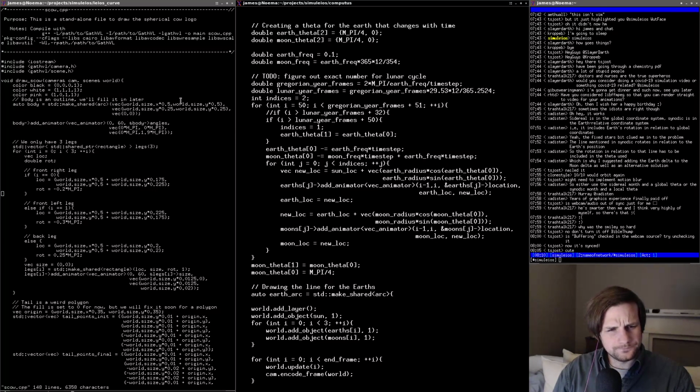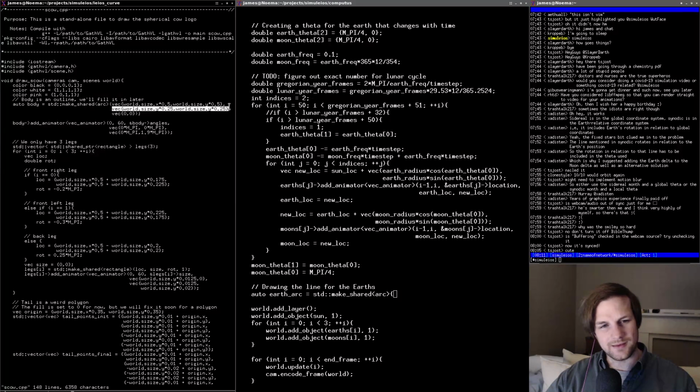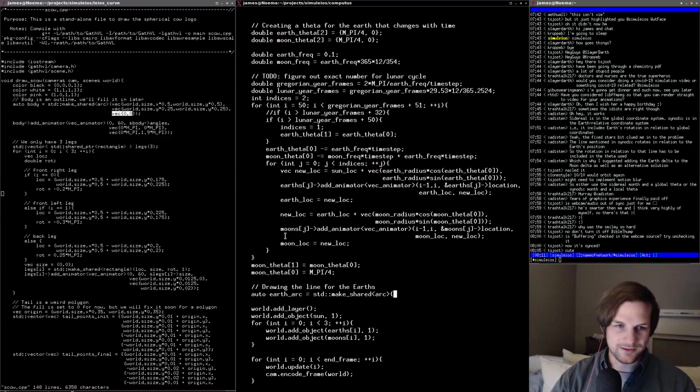Okay, we're just going to try something, and we're going to see what happens. Oh, okay, I got it. I understand now. So the first argument is going to be the location, the center of the arc. The next one is going to be the radius of the arc, I think. And then the next one's going to be the initial theta of the arc. So let's try that out. Let's pretend we know what we're talking about. This is going to be sun location.